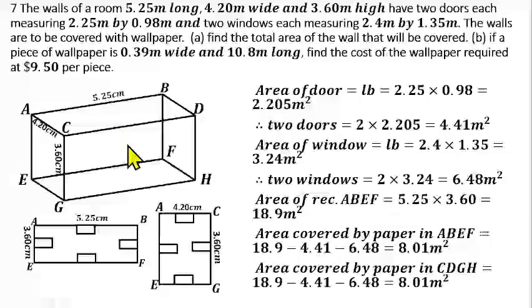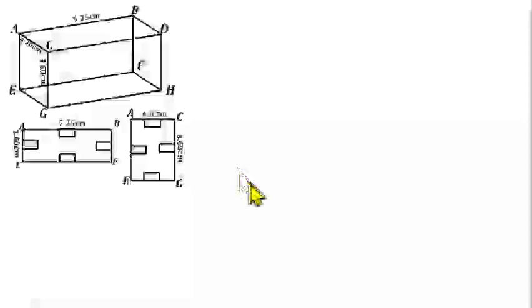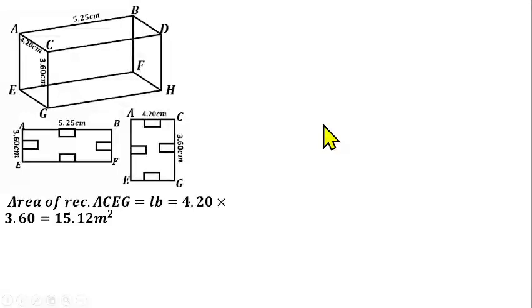So we need to get this and this as well now, and that we do in the next slide. So we are working on this now. We can get the area of the rectangular wall ACEG. Also we have length times breadth, that should give us 4.20 multiplied by 3.60, which gives 15.12 square meters. Then we can get the area covered by the paper by removing the areas of the 2 doors and the area of the 2 windows from this.